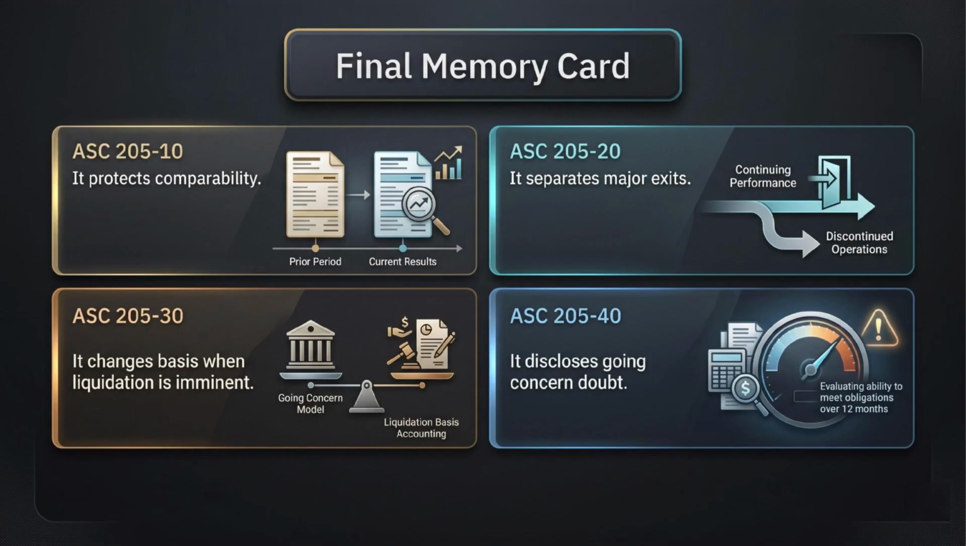Let us log the final memory card. ASC 205 protects comparability. It separates major exits. It changes the reporting basis when liquidation is imminent. It discloses going concern doubt when survival uncertainty matters. If you remember only one line from this video, remember this. Presentation is not decoration, it is judgment. A good accountant does not only ask what number should be recorded. A good accountant also asks how should this story be presented so users understand the business reality. That is the mature way to read ASC 205.